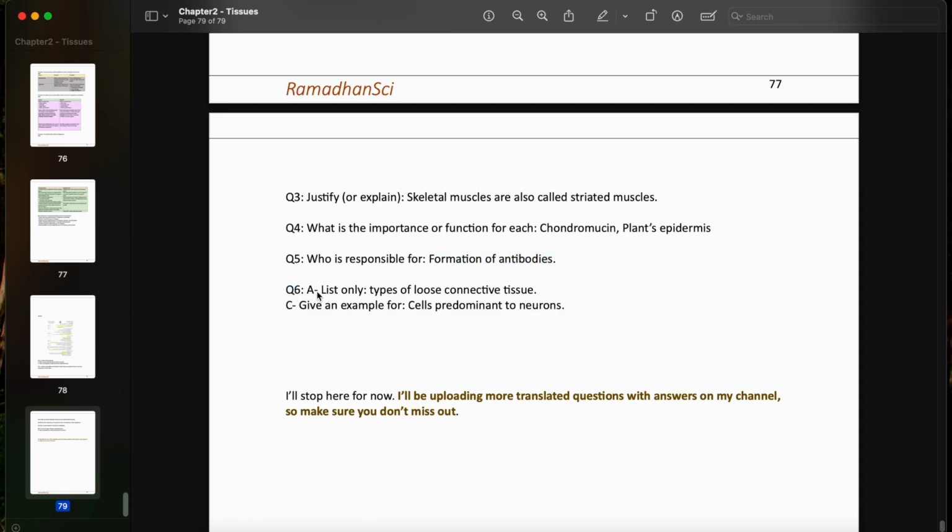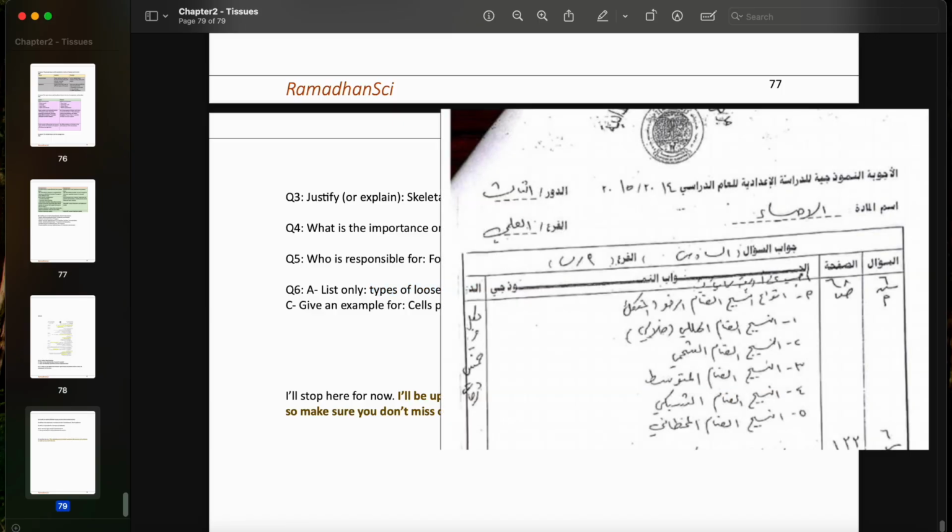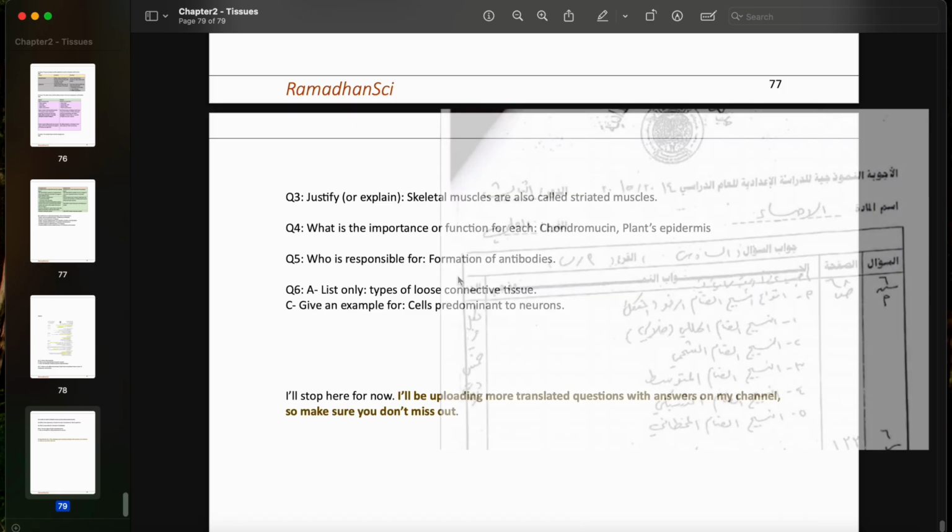Question 6 is telling you to list only types of loose connective tissue. This is only listing, meaning I don't have to talk about any details. I'm just going to mention their names. And there are 5 tissues. We have areolar connective tissue, adipose connective tissue, mesenchymal connective tissue, reticular connective tissue, and mucoid connective tissue.